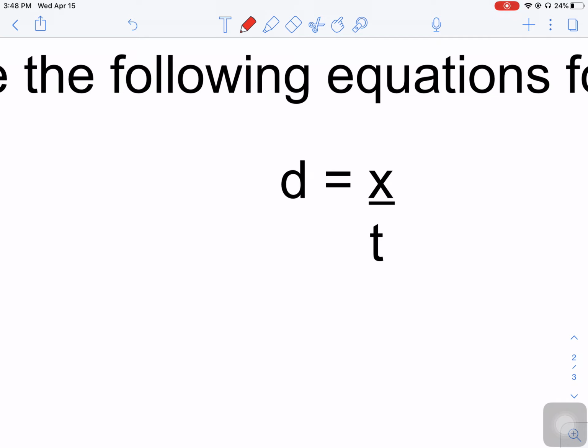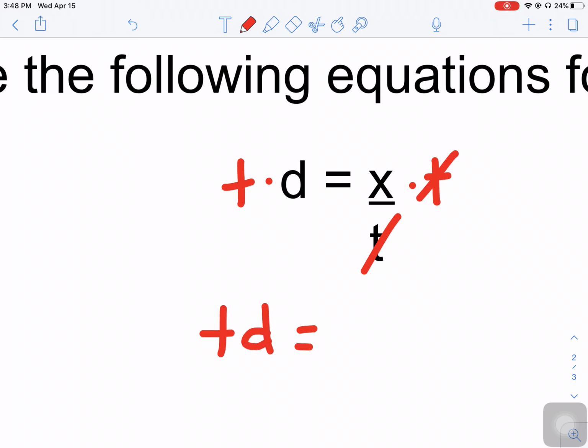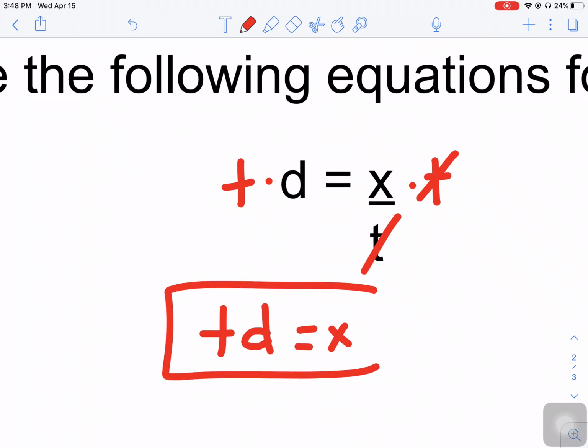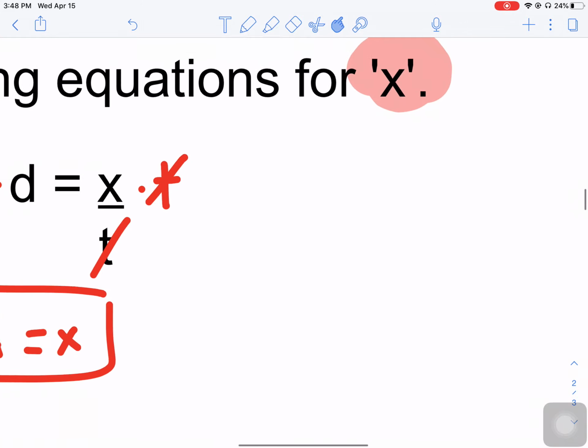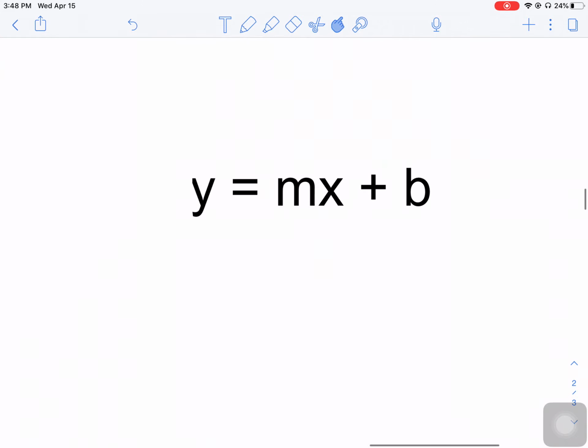So in this case, we're going to multiply both sides by t. And when we do that, t cancels out on the right, and we get a new equation, td equals x. Okay, done. Let's do another one. All right, a little bit more complicated here.